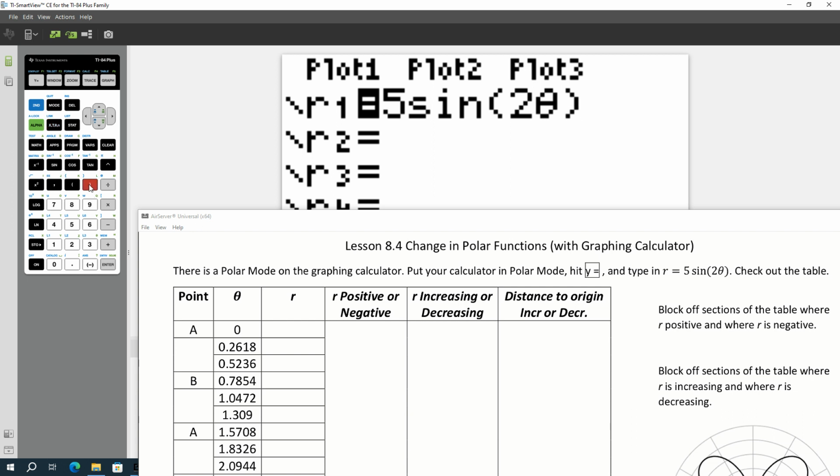All right, we're not going to go to the graph quite yet. You can if you want to, but we're going to hold off, and we're going to go to the table. But before we do, I want to make sure the table is the table that we need. So what you're going to do is go to table set. You only have to do this one time. So table set is second window.